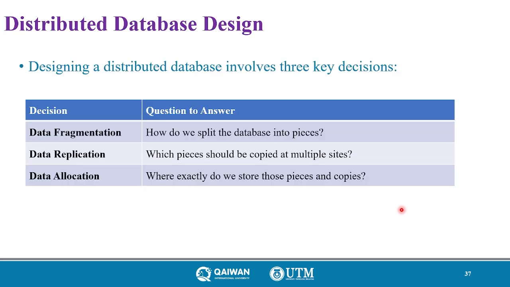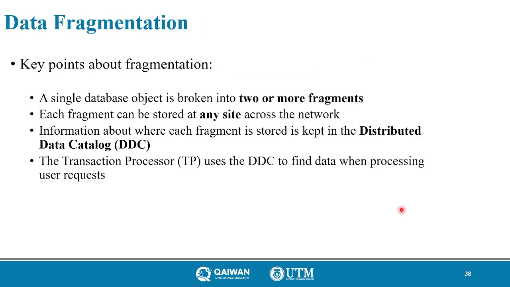Now, distributed database design. Designing a distributed database involves three key decisions. First, data fragmentation. How do we split the database into pieces? This is the first decision that we need to make. Now, how about data replication? Which pieces should be copied at multiple sites? Also another decision. And lastly, data allocation. Where exactly do we store these pieces or copies?